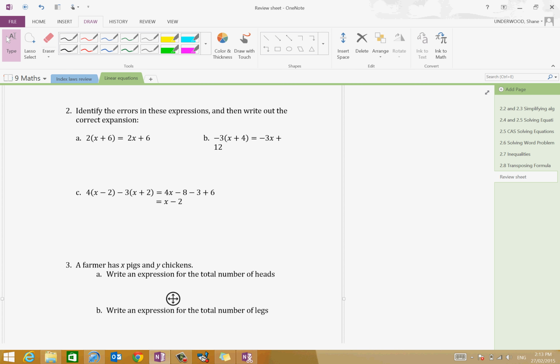All right. Now, identify the errors in these expressions and then write out the expansion. What has happened? What's wrong with this 2x plus 6? Tristan, what's happened?